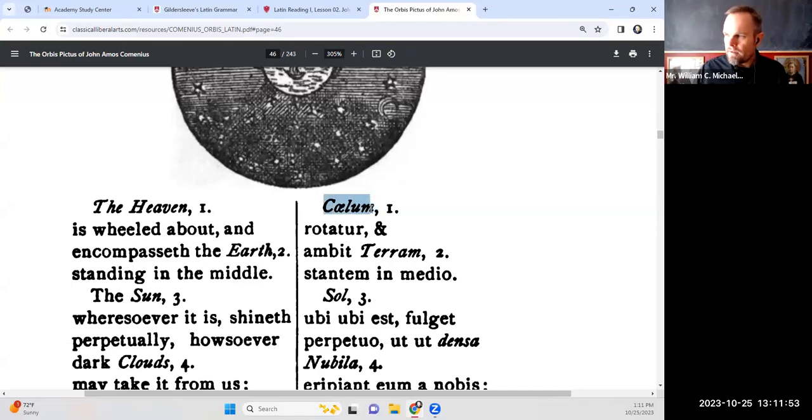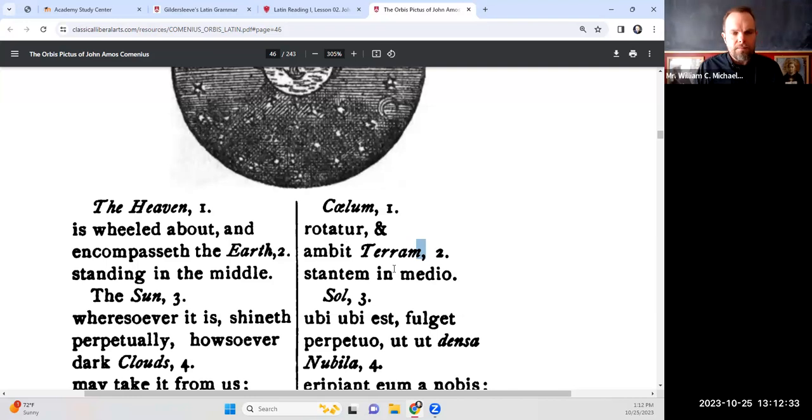So caelum, we see caelum number 1, caelum rotatur. The heavens are turned about, they're wheeled about, they turn around the earth. Et ambit terram. Ambit means encompasseth. You see this translation over here. And then terram means earth. From it's where rotated comes from. That's right. So the heavens are turned about and they encompass the earth on all sides. In other words, the earth floats in the midst of the heaven as it is. The earth stantem in medio, standing in the midst of the heavens.